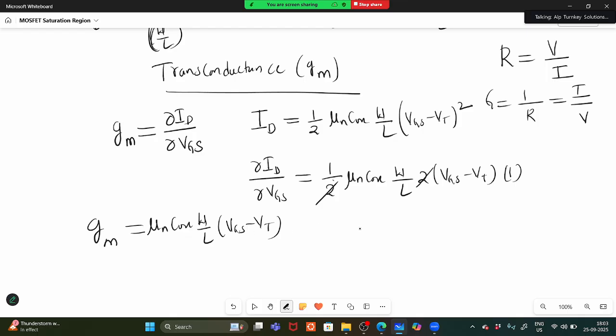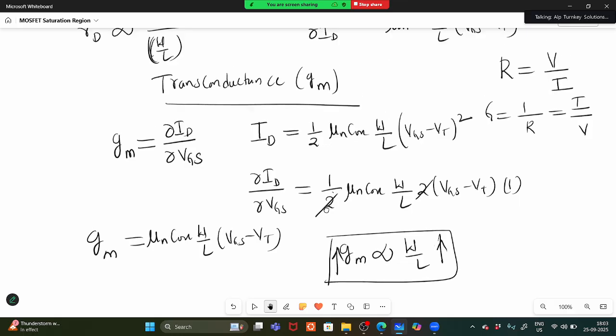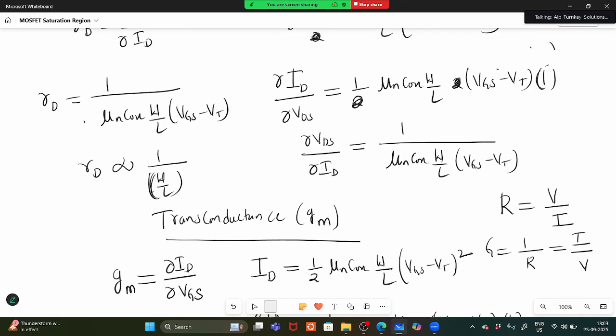From this I can say that gm is directly proportional to W by L, the aspect ratio. As aspect ratio increases, transconductance increases, whereas drain resistance is inversely proportional, which means as aspect ratio increases, the drain resistance decreases. So this is about today's session. Any doubts in this?